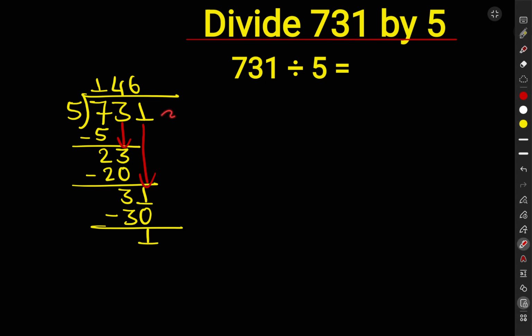So now we have no any other number to put down. So we take here decimal so that we put 0. So it is 10 and 5 times 2 is 10. On subtracting we get 0. So 731 divided by 5 is 146.2.